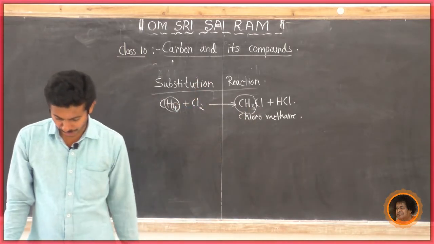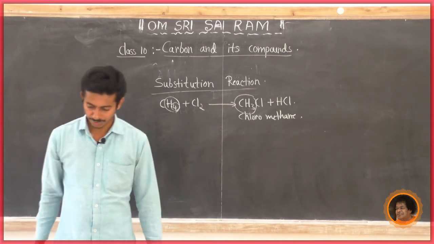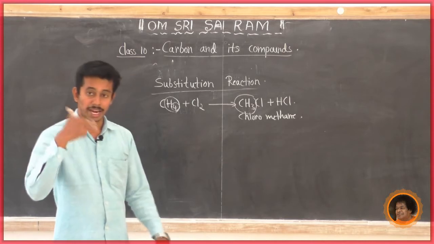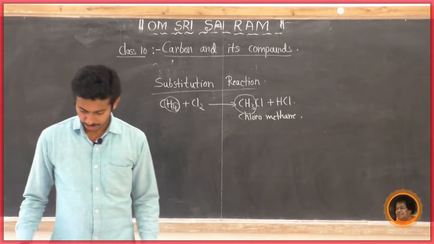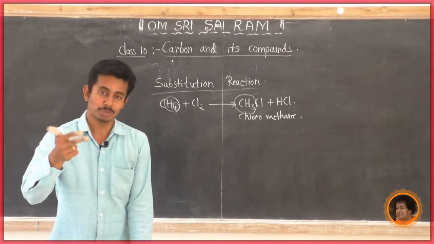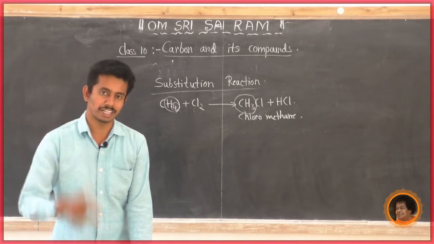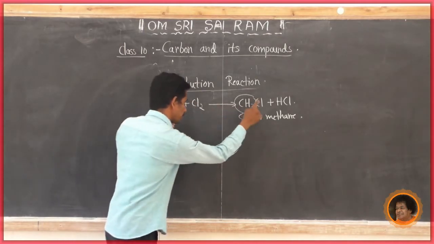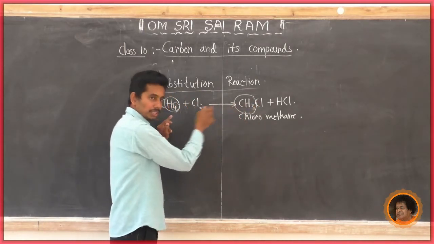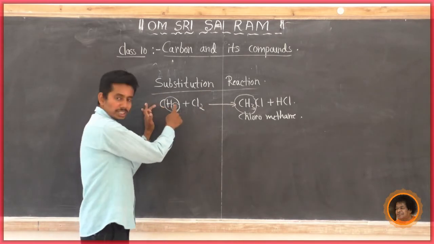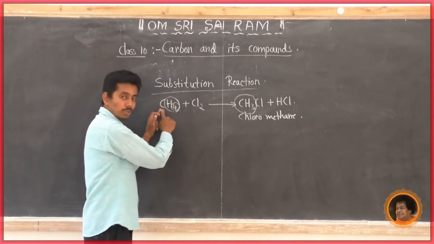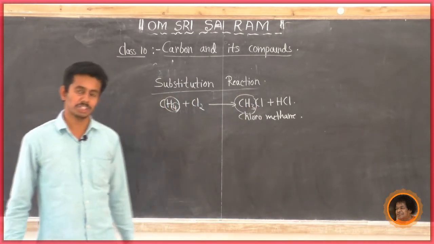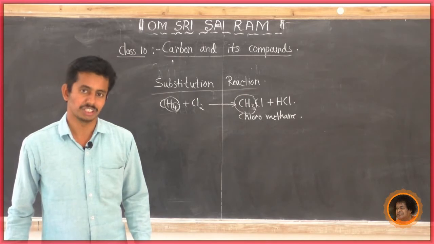So what do you mean by substitution reaction? A chemical reaction in which an atom or group of atoms in a molecule is replaced by another atom or group of atoms is called substitution reaction. Here hydrogen is replaced by chlorine. An atom in a molecule, because CH4 is a molecule, is replaced by another atom. This type of reaction is called substitution reaction.